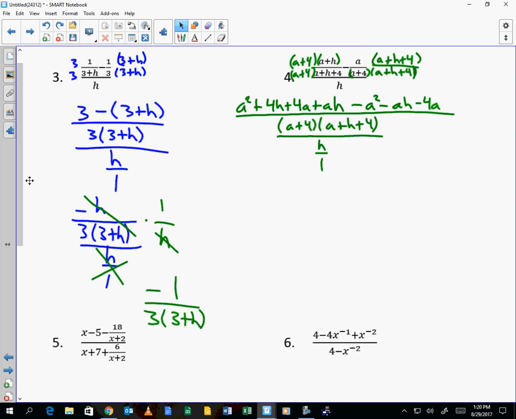Well, what do you notice? A lot of things cancel out. A squareds are gone. 4a is gone. Ah is gone. Multiplied by the reciprocal, and then what else goes away? That h.